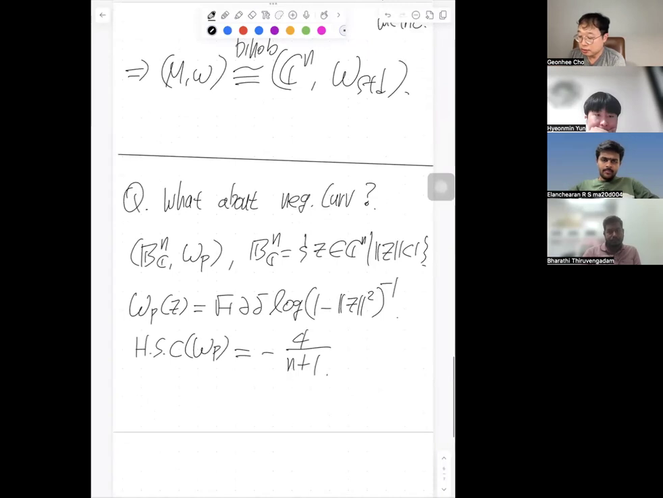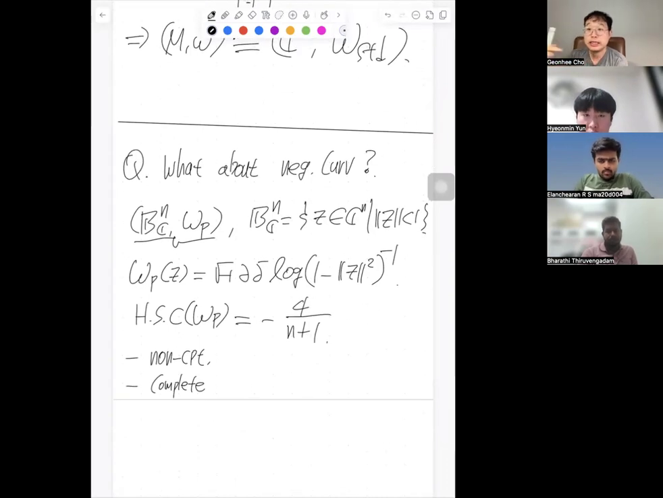So if you look at this, you can see that this space is non-compact. It's clear. There's no ideal boundary, but this is still complete. So there's no hole, meaning that Cauchy sequences all converge in the interior, right? With respect to the Poincare metric, I measure this distance. And the holomorphic sectional curvature has a constant value, clearly negative.